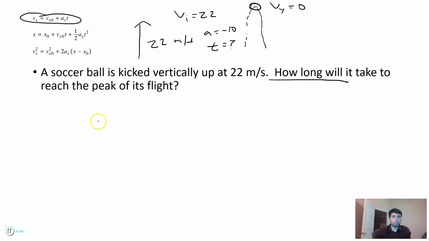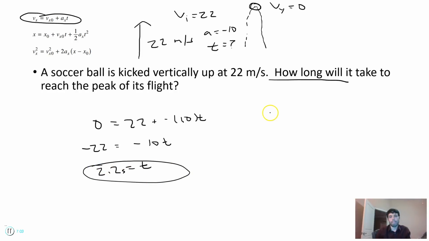Plug it in. Bada bing, bada boom. 0 equals 22 plus negative 10 times t. Negative 22 equals negative 10t. T equals 2.2 seconds. Piece of cake, right?